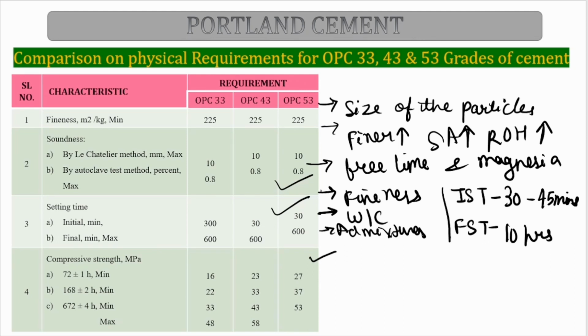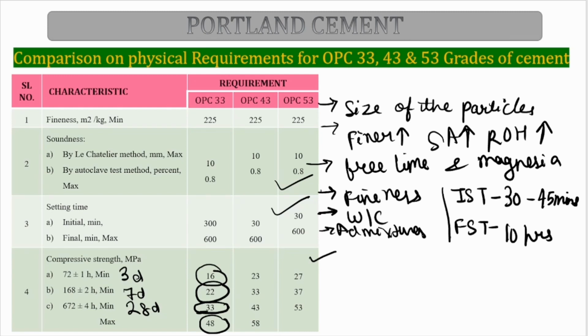The values mentioned for OPC 33 grade of cement after 3 days of curing is found to be 16 MPa. After 7 days of curing, it is found to be 22 MPa. After 28 days of curing, it is found to be a minimum of 33 MPa and a maximum of 48 MPa. Now, this is why it is called OPC 33 grade of cement.